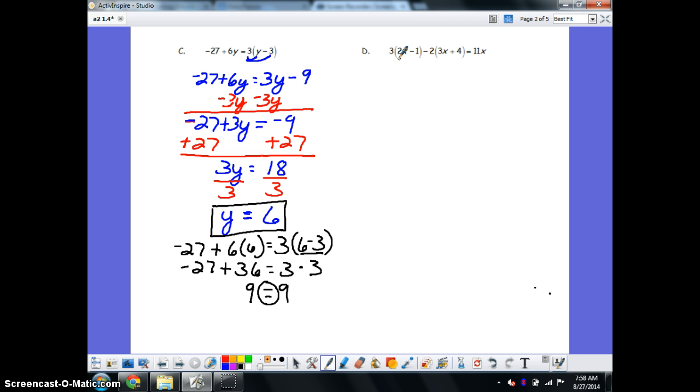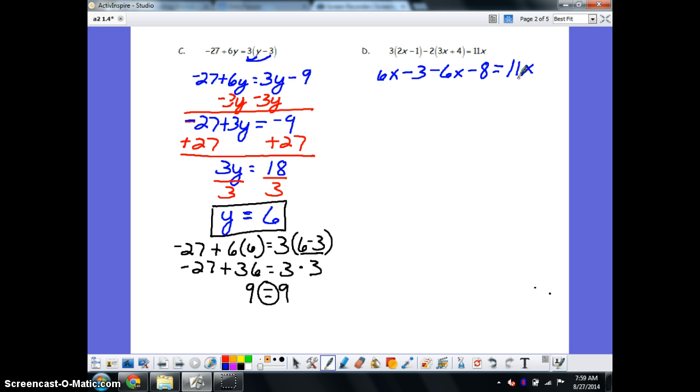In the second one, example D, we have 2 sets of parentheses to take care of. So in the first one, we are going to distribute the 3. 3 times 2x is 6x. 3 times the negative 1 is negative 3. And in the second one, we need to be careful because we are going to distribute a negative 2. So negative 2 times 3x is negative 6x. Negative 2 times 4 is negative 8, which is equal to 11x.